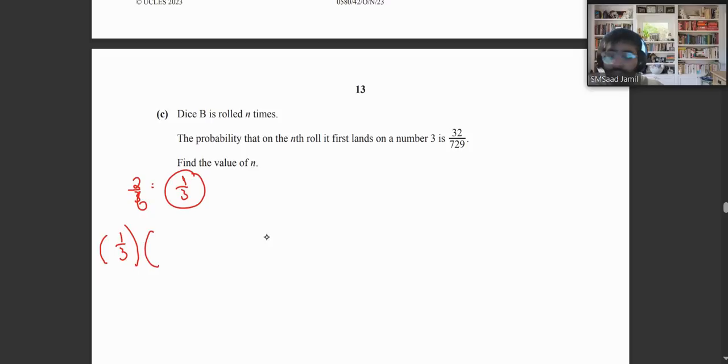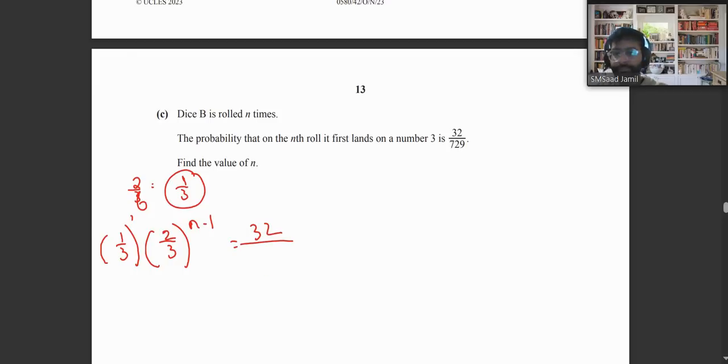And the second roll does not land on 3, so the probability is going to be 2 upon 3 raised to the power, what will be raised to the power? So we will be raising it to the power n minus 1. The reason we do it is because the first one is raised to the power of 1. So of course the second one is going to be raised to the power n minus 1, and the result is equivalent to 32 upon 729.